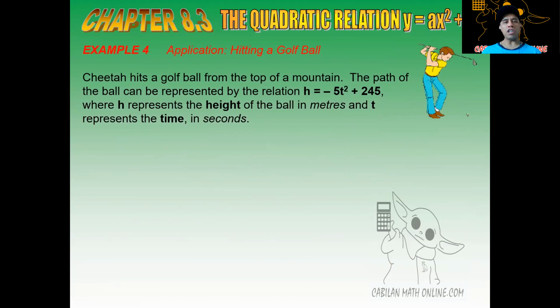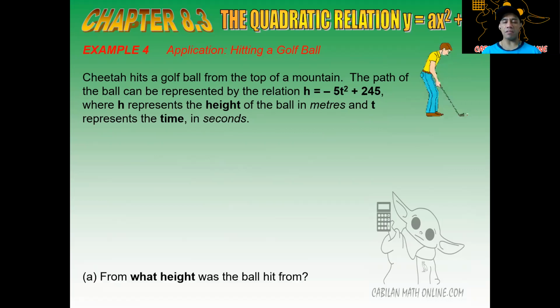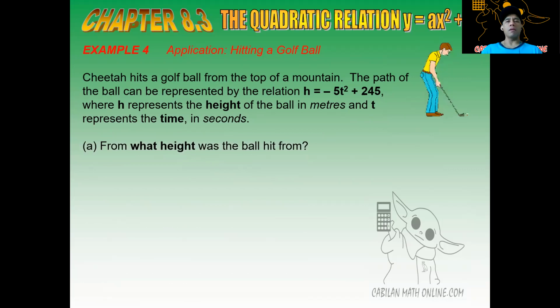Cheetah hits a golf ball from the top of a mountain, and the path of the ball can be represented by the relation h equals negative 5t squared plus 245. The two letters that we have here are h and t. H represents the height of the ball, and t represents time in seconds. What I want you to do is picture yourself being the golfer here. Try just to imagine that.